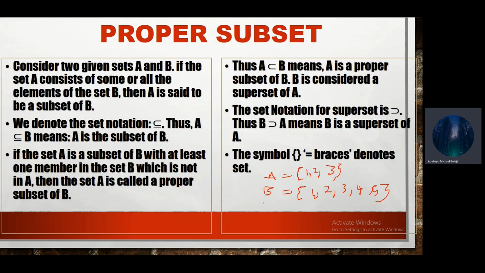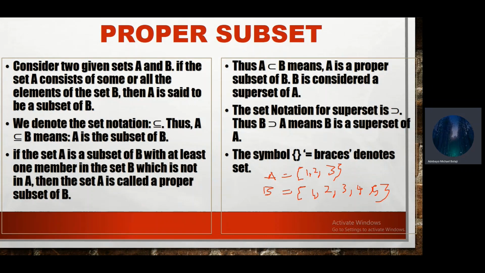Now you see A is a subset of B. Why is A a subset of B? Because A has elements of B, which are 1, 2, and 3. So we can derive the elements of A from B. Therefore, A is a subset of B. Now we denote the set notation as this: A is a subset of B, which means and so on.